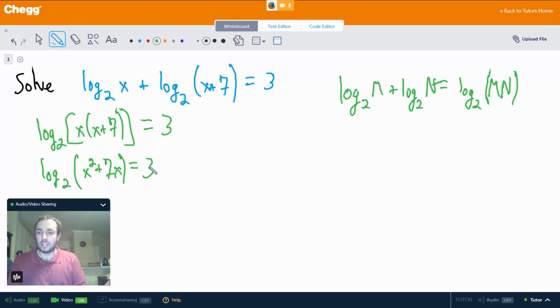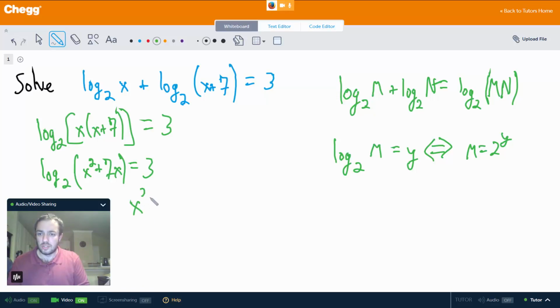All right, now what we want to do is get rid of the log entirely. So what we're going to do is use the fact that if the base 2 log of m equals, let's say, y, then that's equivalent to saying m equals 2 to the y. That's pretty much how logarithms are defined. We have the base 2 log of m equals y as being equivalent to m equals 2 to the y. So when you learn about logs in pre-calc, that's usually how they define them.